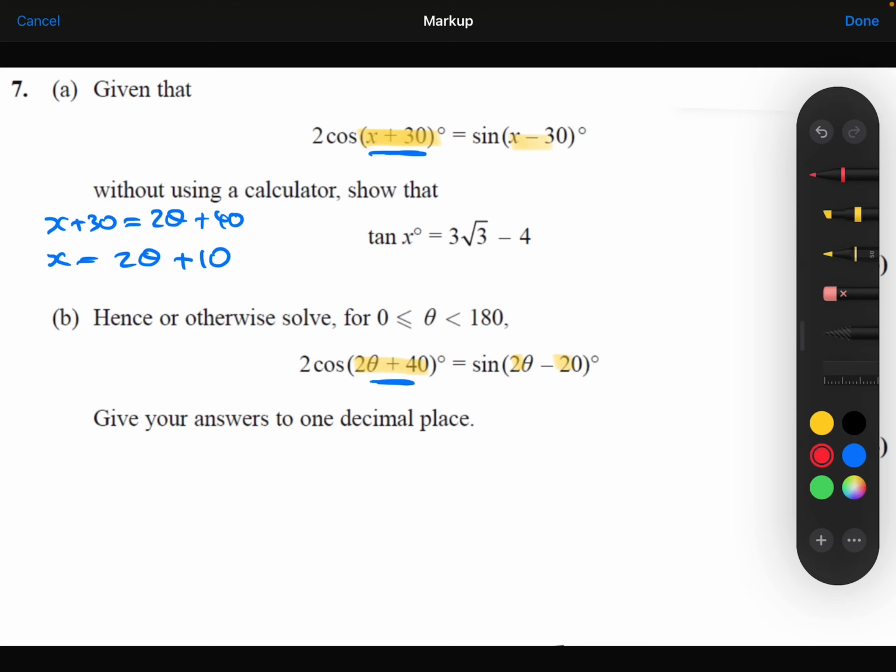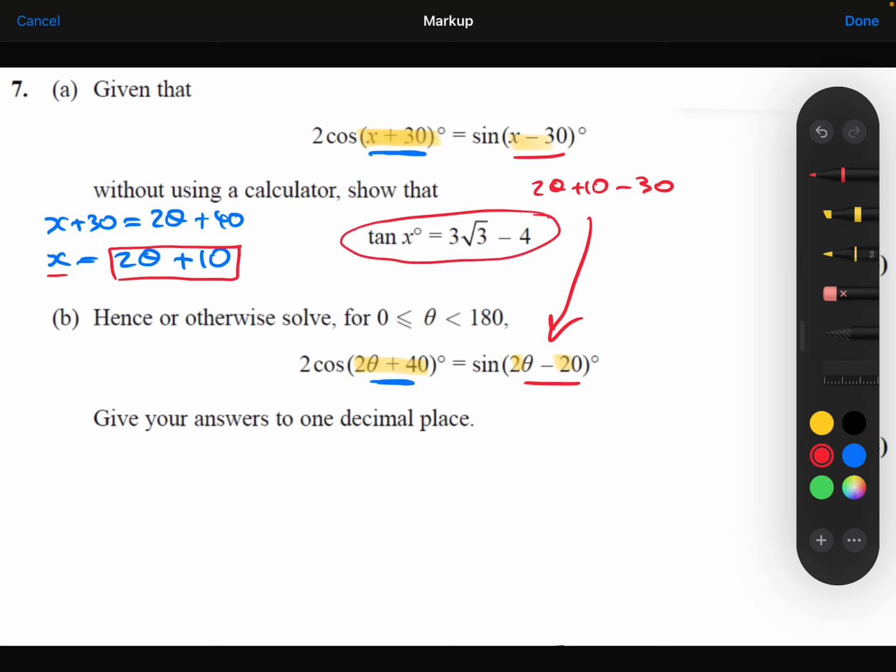Let me just check then that if that's what I'm going to do, would that work here? x minus 30. So if x was 2 theta plus 10, I'd have 2 theta plus 10 minus 30. And yes, that does match up with that. So if x is replaced with 2 theta plus 10, then I can use my result from part A instead of part B. So let's do that then. Let's replace the x with 2 theta plus 10.